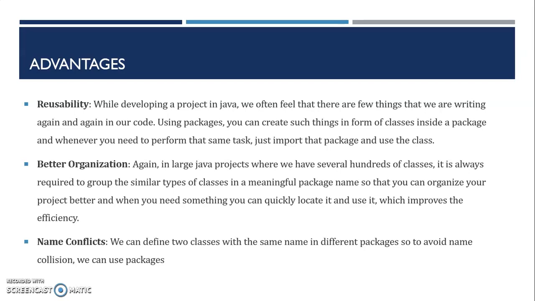Another thing is better organization. Better organization in the sense that we have hundreds and hundreds of classes that can be reused. So if we are organizing these classes in a meaningful manner, anyone can use them without any difficulty. So that is better organization. Another thing is naming conflict. Naming conflict I will explain later.